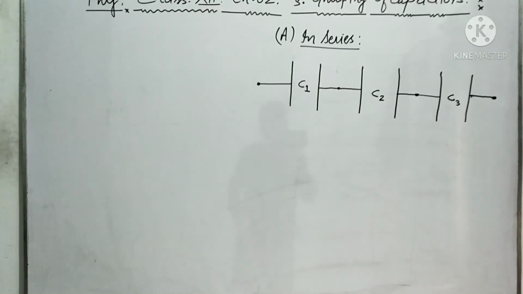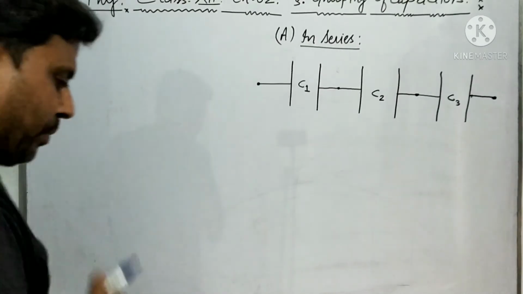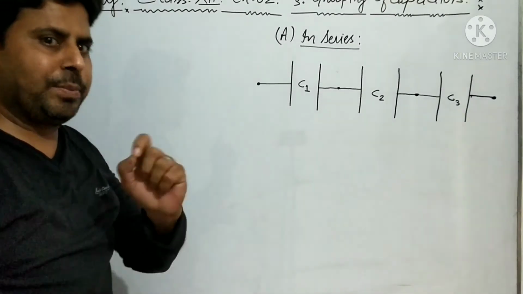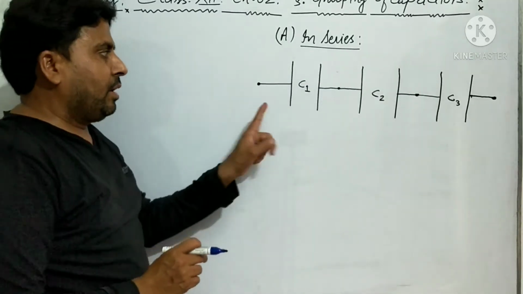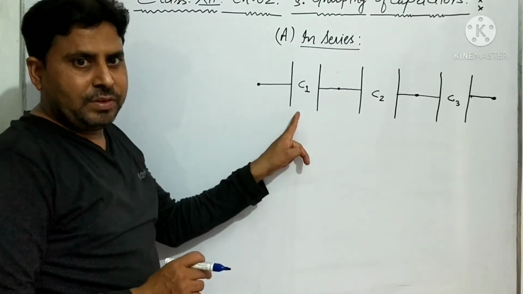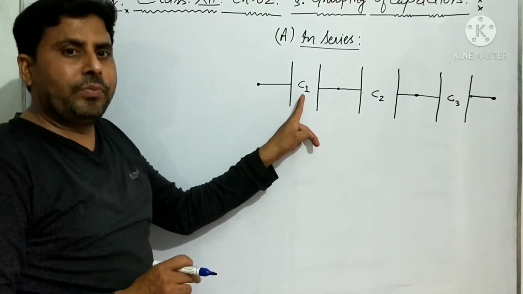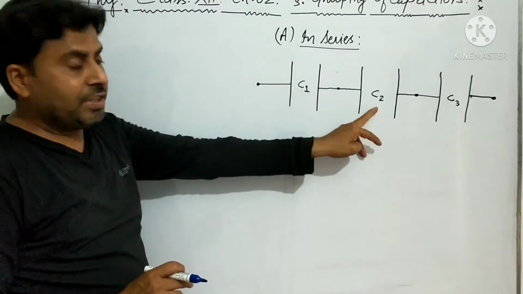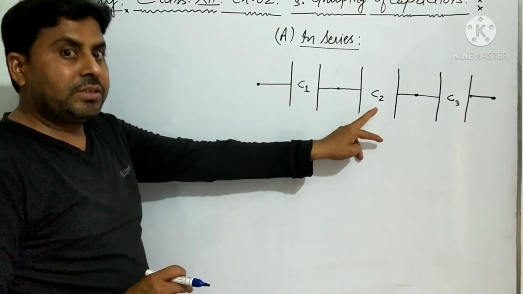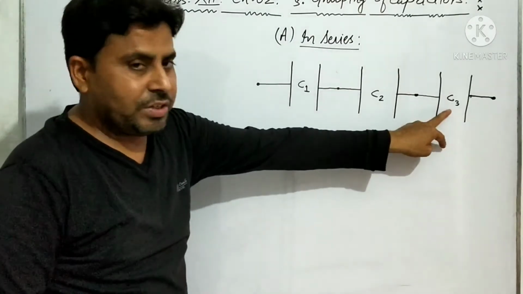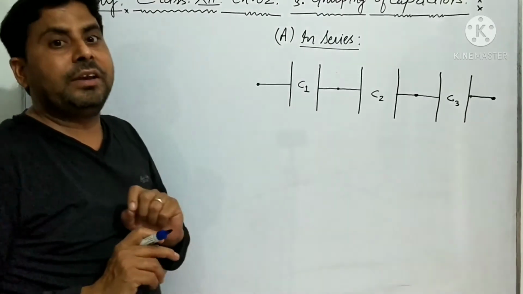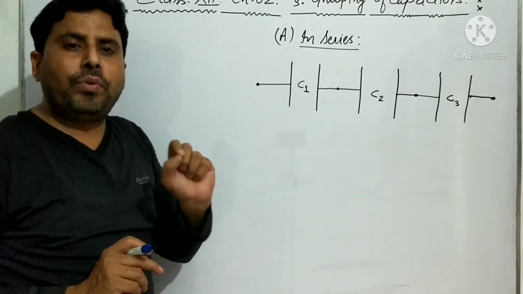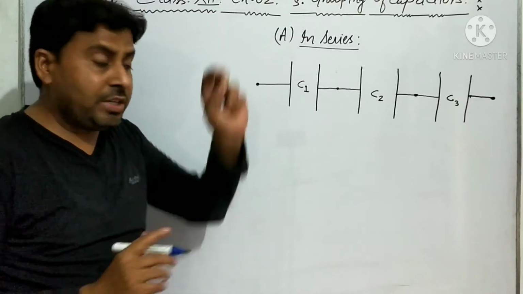So first grouping is in series. How we will set the capacitors in series combination, understand. See, I said first capacitor whose capacitance is C1, second capacitor whose capacitance is C2, third capacitor of capacitance C3, all are connected in series. Then how we will connect them in series?